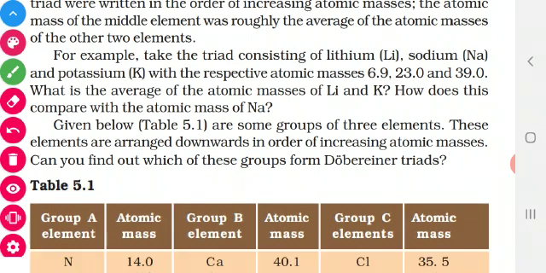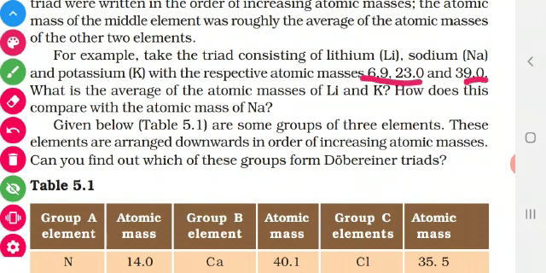Here he considered the atomic mass only. The scientists first considered the atomic mass only. So the atomic mass of lithium is 6.9. The atomic mass of sodium is 23. And the atomic mass of potassium is 39.